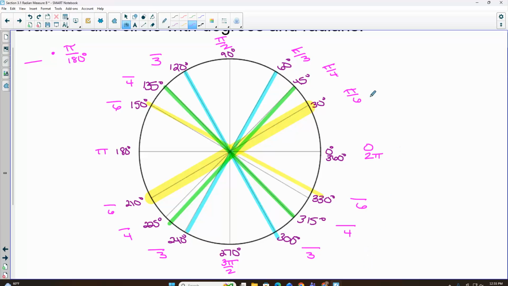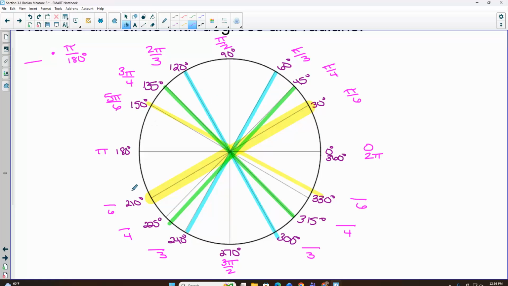And we also talked about the patterns as we went around. In the first quadrant, it was just pi on top. In the second quadrant, you would have to think pi minus something. So what's the pattern? The top is? Right. 1 less than the bottom. So 1 less than 6 would be 5 pi over 6. 1 less than 4, 3 pi over 4. 1 less than 3, 2 pi over 3.